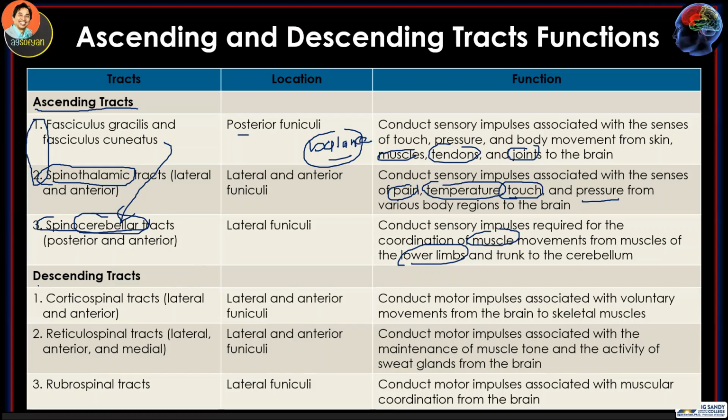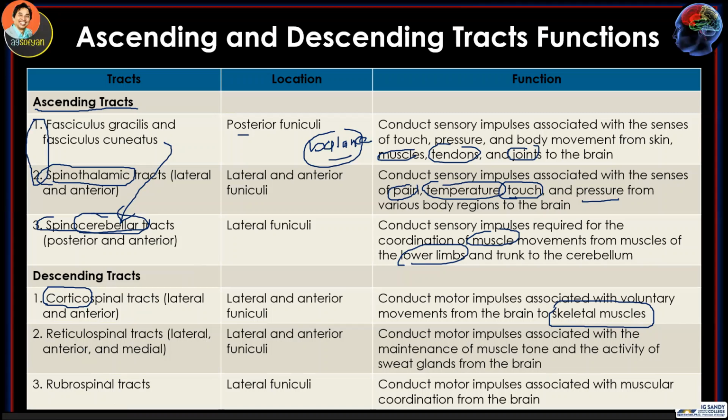Now for the descending tracts, these are the ones that bring the order, or motor order. Corticospinal: its name tells you it is coming from the cortex. If it is coming from the cortex, then the effector mostly will be the skeletal muscle, because this is going to be voluntary action. Coming from the cortex will be voluntary action, so that information will go to the skeletal muscle.